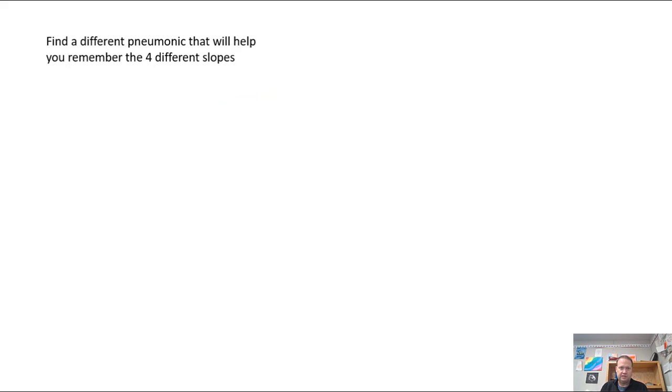So let's go to the second question. Find a different mnemonic that will help you remember the four slopes. I'm not sure exactly what mnemonic you're looking for. We sometimes talk about a guy named Slope Man, and Slope Man has two eyeballs. One is a plus and one is a minus. And he has one eyebrow there and one eyebrow there.